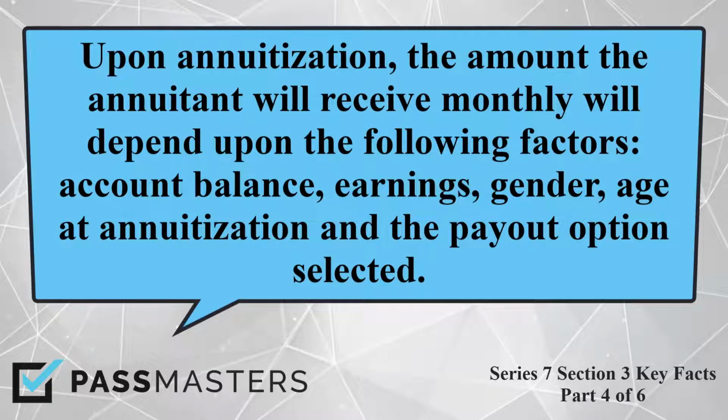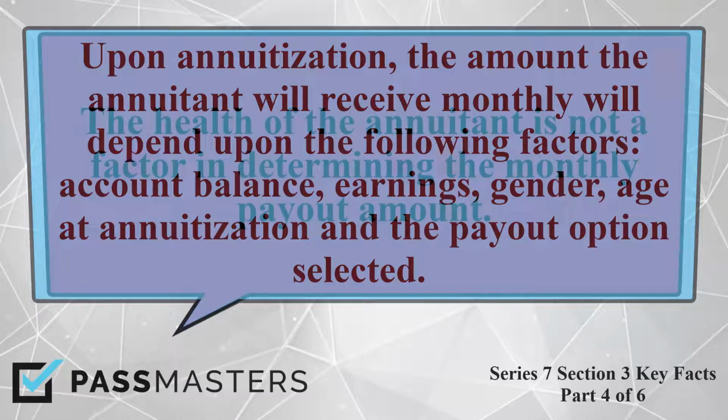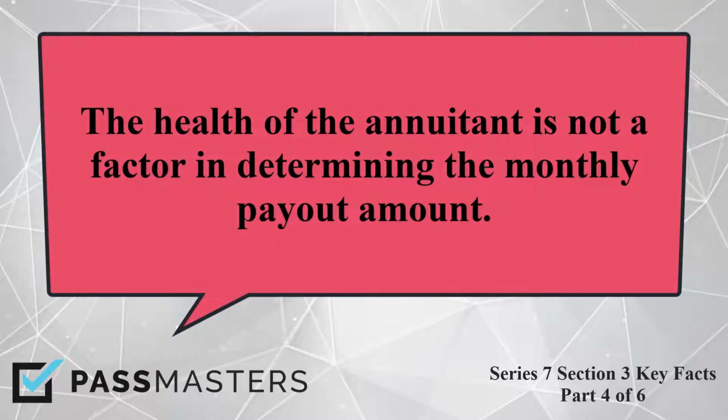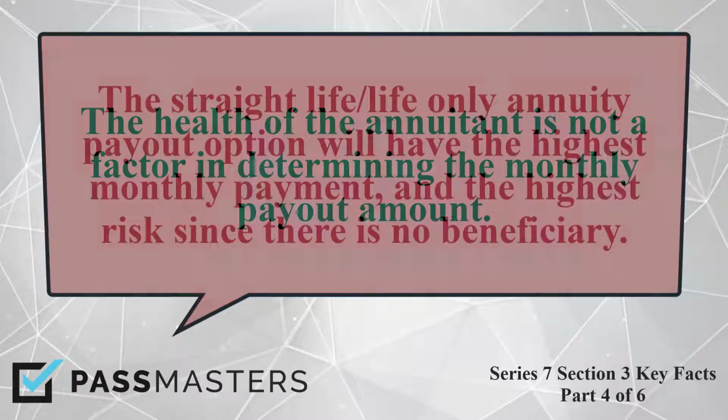Upon annuitization, the amount the annuitant will receive monthly will depend upon the following factors: account balance, earnings, gender, age at annuitization, and the payout options selected. The health of the annuitant is not a factor in determining the monthly payout amount.